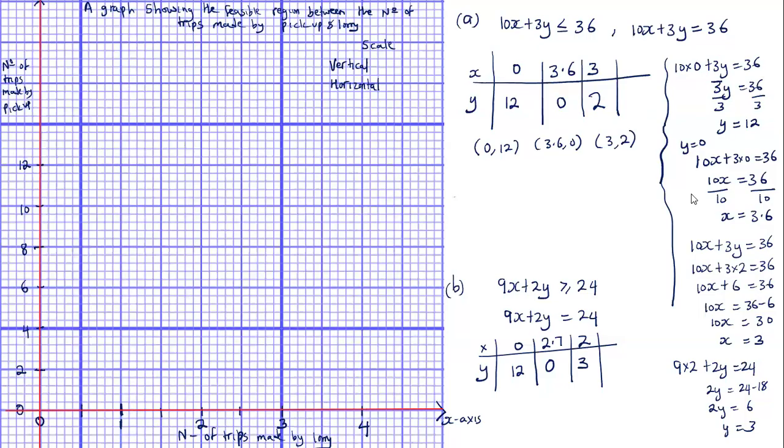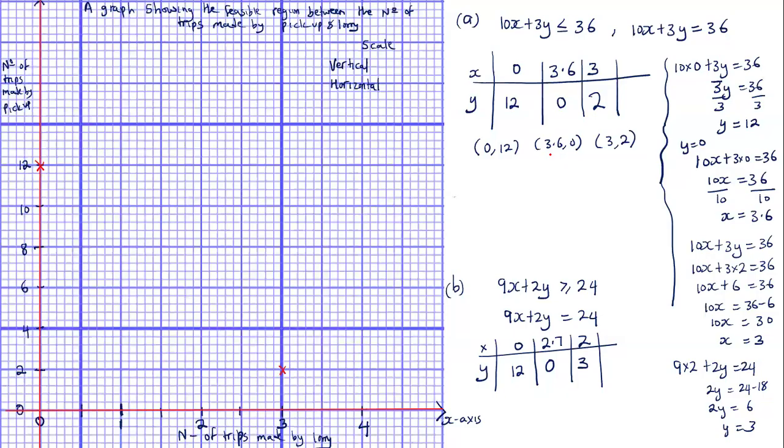Okay, very good. Now, I start plotting 0 and 12. Allow me to use another color. 0 and 12. So 0 and 12 is here. I'll put it there. Then 3 and 2. 3 is here and 2 is here.